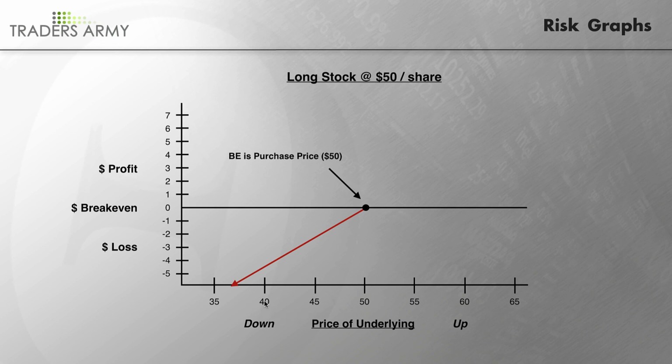If it's down to 40 or down to 35, we're going to lose even more money. And the graph on the left obviously is not to scale. Okay, but we would be losing $5 a share if the market went down $5. Okay, this is not actually to scale.